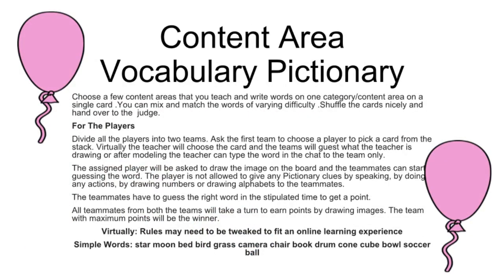Content area vocabulary Pictionary. With this one, the directions are on the screen, but when you're teaching virtually, the rules may need to be tweaked to fit an online learning experience. Example, at the bottom it says star and moon. Say those are your words for science. As the teacher, you should model and practice it first. Basically, in Pictionary, you're going to choose the word star. You're going to draw the word star, and the students have to guess what you are drawing.